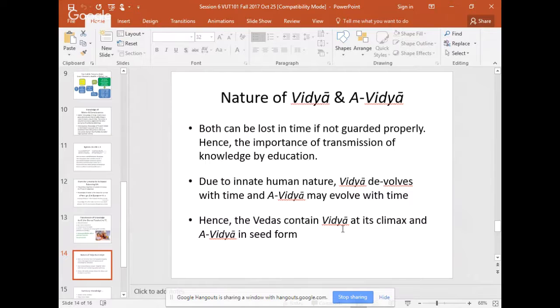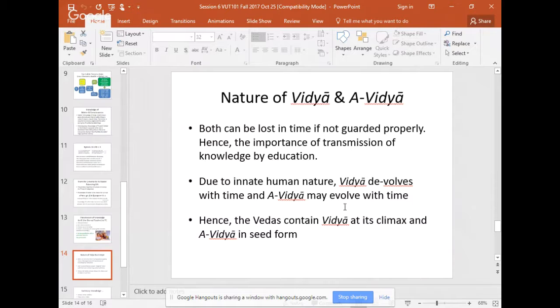Vedas contain Vidya at its climax. True knowledge is that infinite consciousness. When he gives knowledge to us in the form of the Vedas, Vedas contain both Vidya as well as Avidya. Vidya is at its climax, Avidya is in seed form because human beings are expected to develop this.